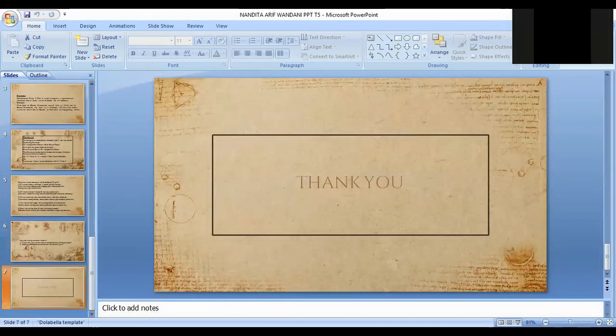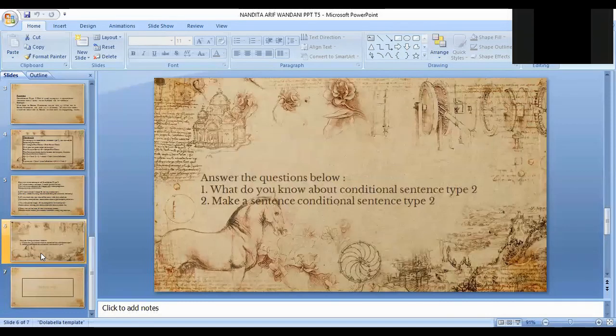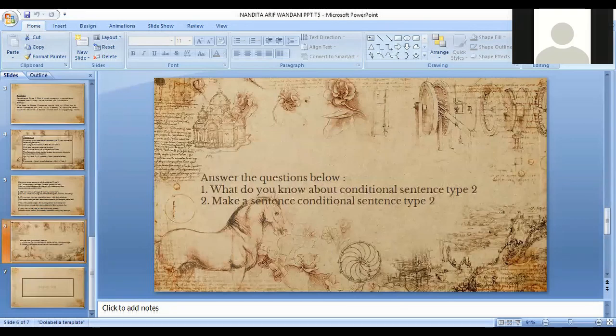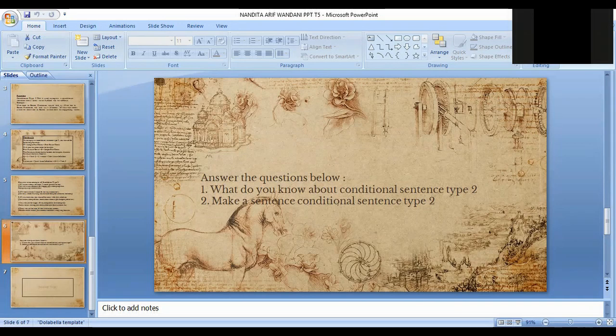Permission to answer the question from Nandita. Number 1. What do you know about conditional tense type 2? Answer. Conditional tense type 2 is a presupposition tense that is not possible in the present or the possibility is difficult to happen in the future. Thank you.